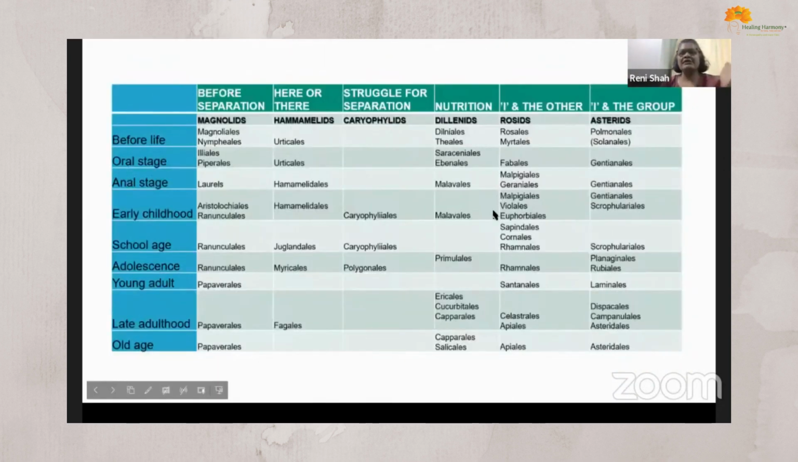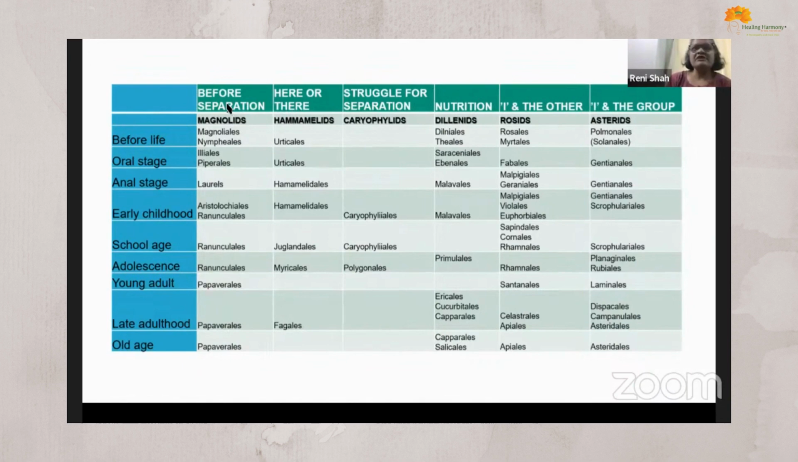So this is the plant chart that Dr. Mahesh Gandhi has given, on the work of Yakir. And I think you all know: subclass 1 is Magnolidae, subclass 2 is Hamamelidae, subclass 3 is Caryophyllidae, 4 is Dilleniidae, 5 is Rosidae, and 6 is Asteridae. And what are the main themes in all these subclasses? Whatever is written up here.